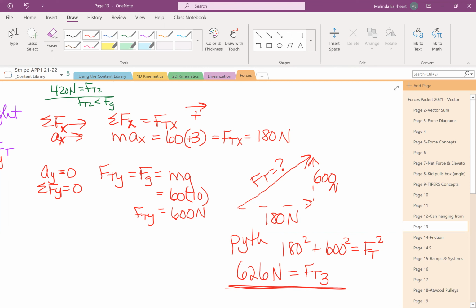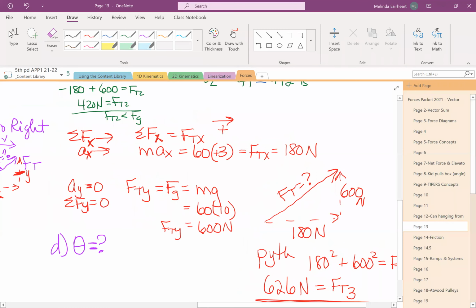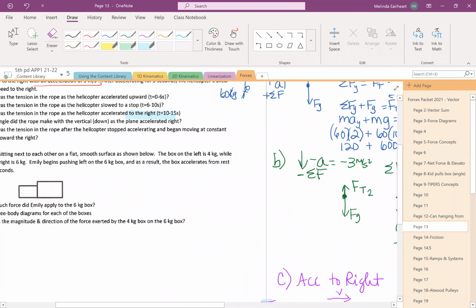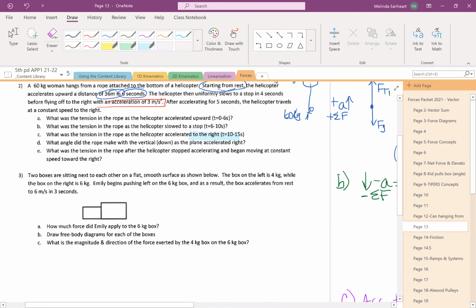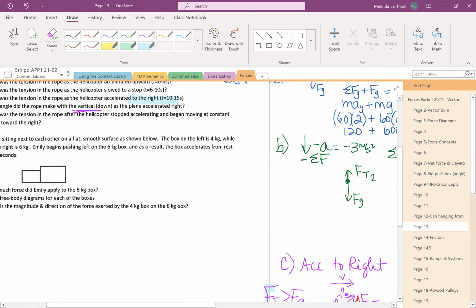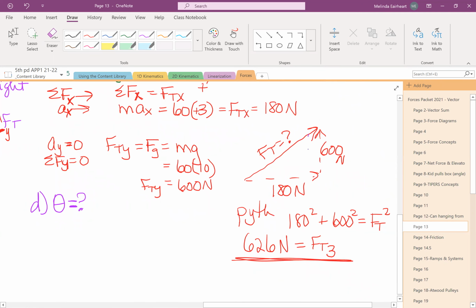I'm going to stay on this screen. They also said, part D, what's the angle that the rope makes with, oh, I do need to go see. Do we want the angle with the horizontal or angle with the vertical? What angle did the rope make with the vertical? And so now in my triangle, I'm going to label the angle that touches the vertical. Okay. Now I know all sides of the triangle. Y'all, this is just vector stuff again. And so how am I going to solve for the angle?